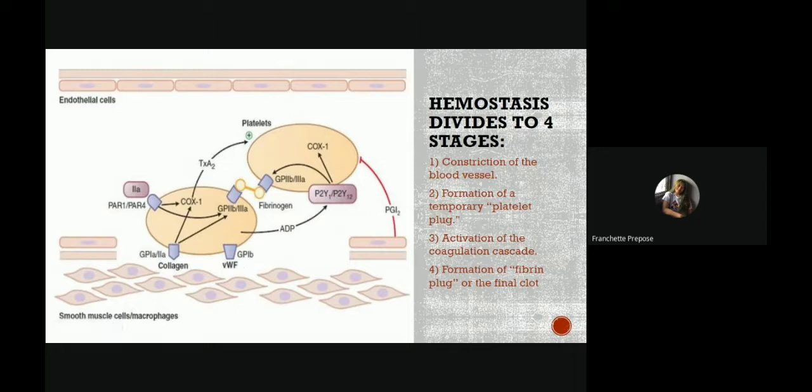Normally, platelets love to bind collagen. Now, this one is the platelets. There is a specific receptor where platelets bind to von Willebrand factor. Now, these platelet granules activate and release chemicals, which are the ADP and thromboxane A2, that stimulate and activate platelets and cause them to come to the site of injury.